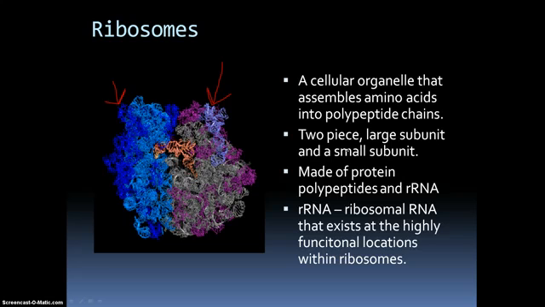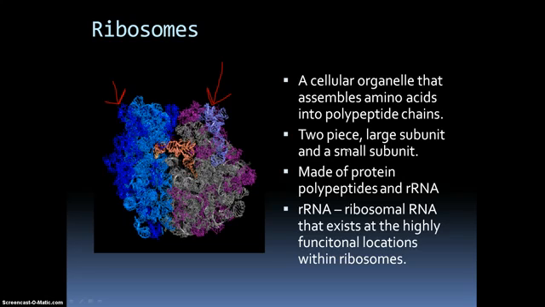Ribosomes are made of proteins themselves, and they are also made of a substance called rRNA, or ribosomal RNA. Now, ribosomal RNA actually exists inside the ribosome at places where the ribosome performs its function. It's actually a very integral component to the process of protein synthesis. Okay? So we've got three types of RNA: mRNA, messenger RNA; rRNA, ribosomal RNA; tRNA, transfer RNA.